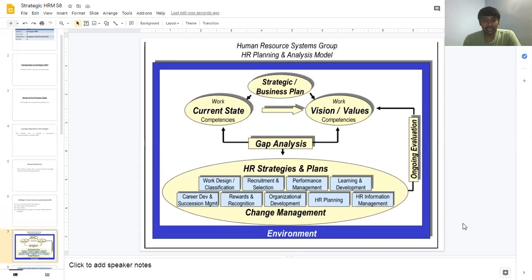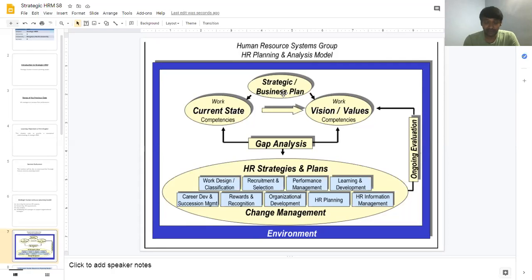In this slide, as you can see, this is the exact HR planning model of an organization. There are four important components here: the strategic plan, the current state, and the vision, which is followed by gap analysis. It is a prime task of every human resource manager before implementing any kind of plan. It is followed by the current state. The current state of activities or of the organization will be checked, which in turn is linked to the vision or values of the organization.